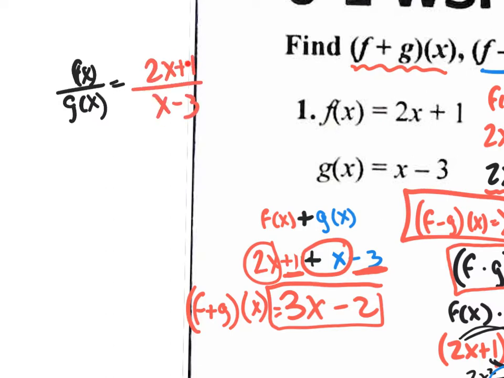And there's nothing to cancel out. You can't cancel out the x's because there's a plus sign and a minus sign. Sometimes you'll be able to factor and then cancel things out, but right here there's nothing to do.